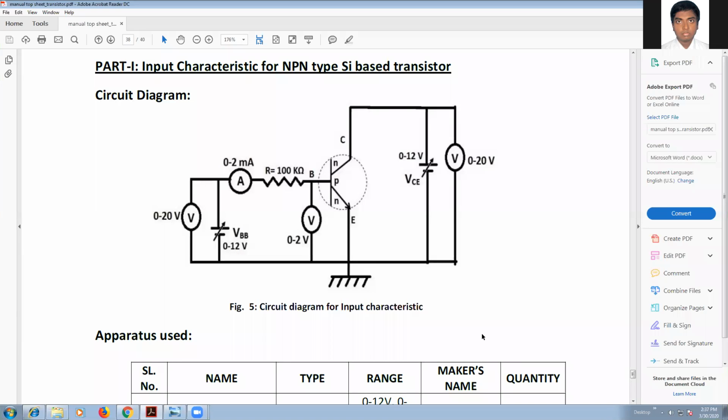L21 and L23 have reported. Okay, so good afternoon, students. Today our experiment is the IV characteristic of NPN type silicon based transistor, the input characteristic for an NPN type silicon based transistor.